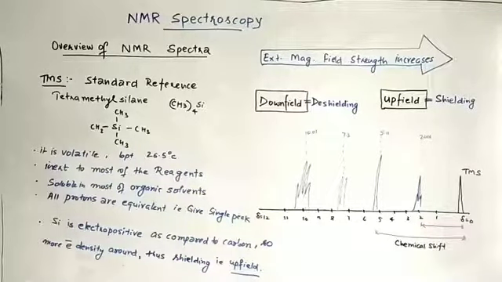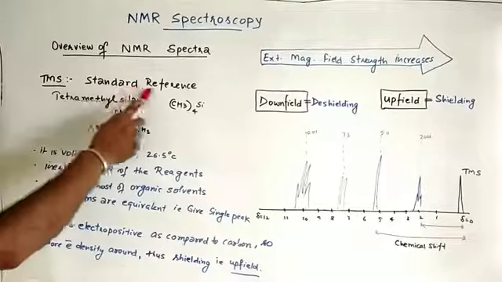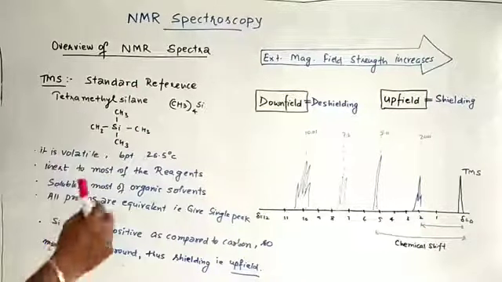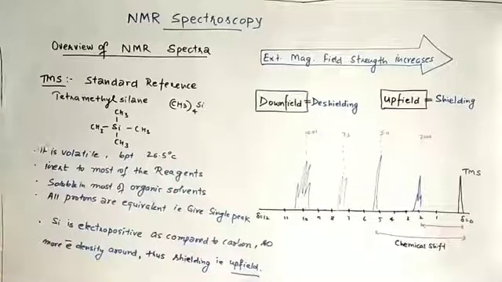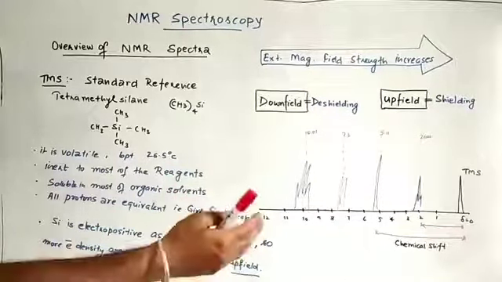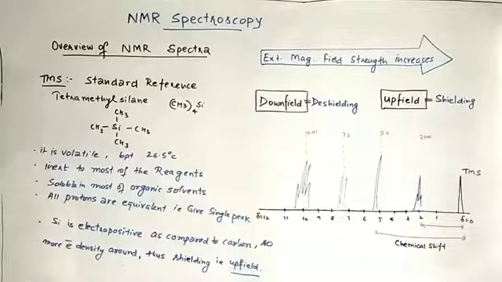TMS is a standard reference, and we put a very small amount of TMS in the sample when we are going to take a spectrum. This TMS is a standard reference whose peak appears at far upfield, which we consider as a 0 value. Other peaks are studied relatively with respect to that TMS. To study how far a peak appears, we have to take some reference here.